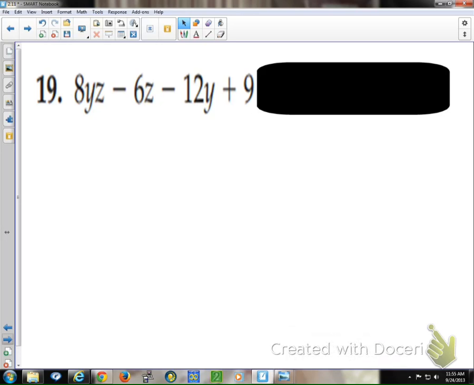But step 1, now all factoring is still done the same way. Step 1, is there anything common in all 4 pieces? No, there's not. Step 2, is it a quadratic? No, it's 4 terms. Step 3, is it a square or a cube? No, it's 4 terms. Step 4, let's try grouping. If it's 4 terms, the first 2 and the last 2. Very good.